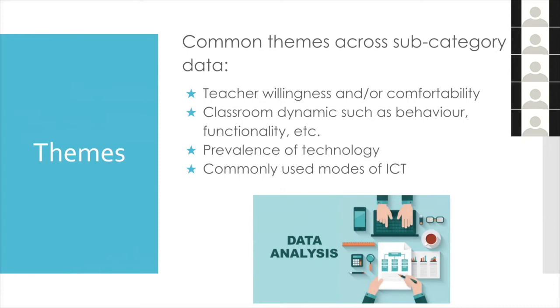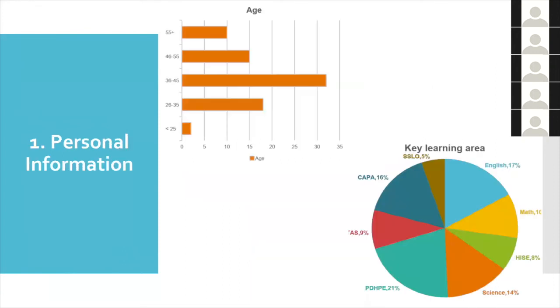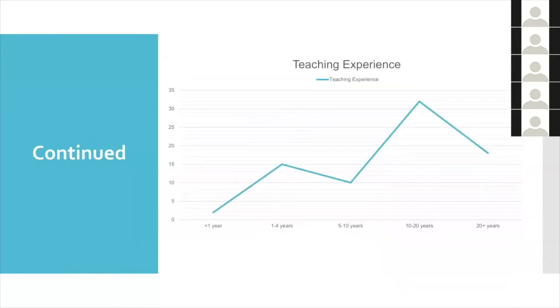The survey begins with attaining data regarding participants' demographic background, such as age, gender, teaching experience, and subjects taught within secondary schools. From the 77 participants who participated in this survey, 41.5% were aged between 36 and 45, with majority specialising in the key learning area of PDHPE and English. Although 41.5% of the participants had 10 to 20 years of teaching experience within a secondary school, there were conflicting attitudes towards the integration of ICT.